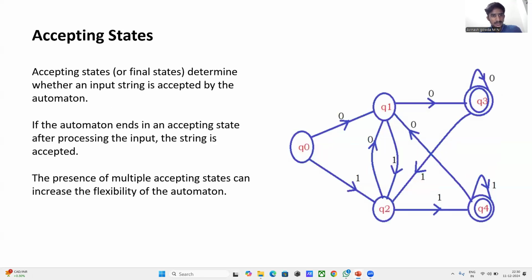Accepting states are final states that determine whether an input string is accepted by the automaton. If the automaton ends in an accepting state after processing the input, the string is accepted. The presence of multiple accepting states can increase the flexibility of automata.